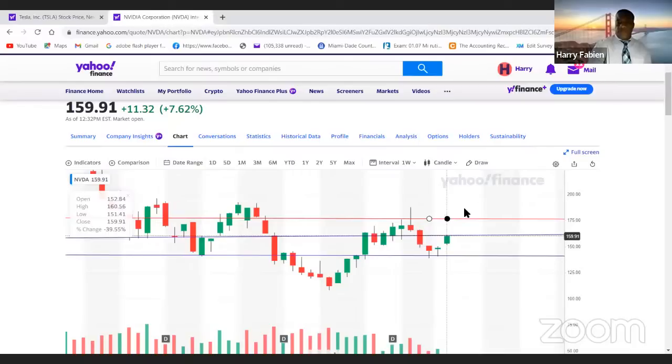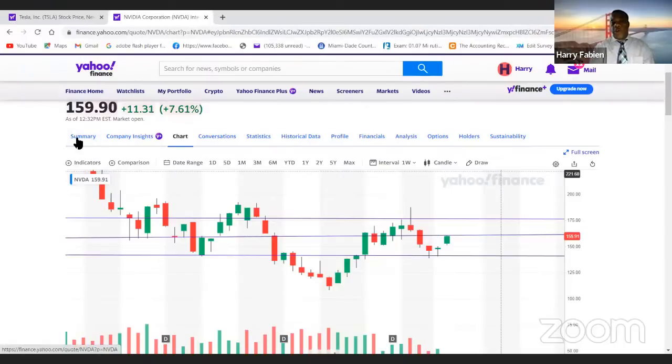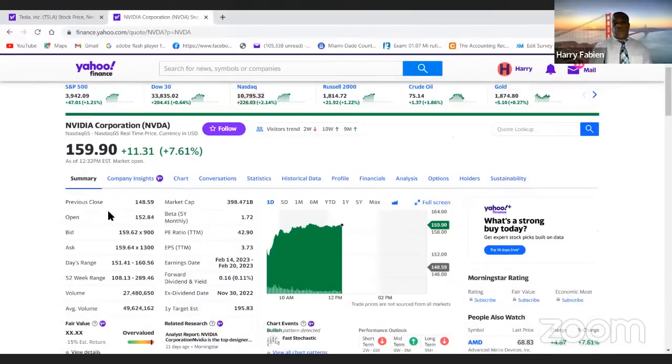Now remember, when you want to study a stock, you go to the summary and click on it. You look at the previous close. Previous close means this week, Friday, the stock was at 148.59. And it opened today at 152. That means today it opened higher. So it opened at 152. That's a good price to open today. And also, you look at the bid and ask: 159.62 for the bid and 159.64 for the ask. You just look at that.